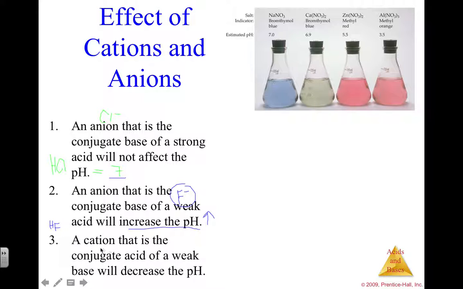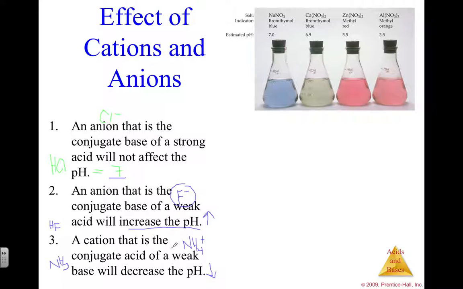Point 3, a cation that is a conjugate acid of a weak base will decrease the pH. That is, again, making the solution more acidic, or the pH will go down. Common weak base, NH3. What is the cation that is the conjugate acid of this? Well, this is our weak base. The conjugate acid, we add one more proton to it, so that would be ammonium. And I know that ammonium is indeed a weak acid. There's a Ka value I could calculate. Decrease the pH because it's slightly acidic.